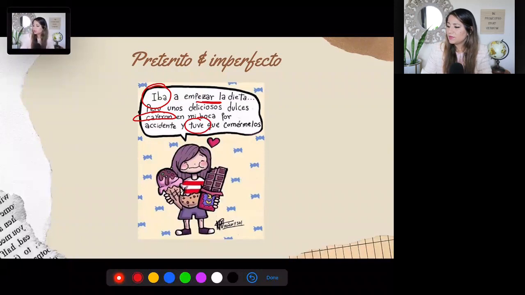So I was going to start the diet, but some delicious sweets fell, cayeron, from the verb caer, which means to fall. They fell in my mouth by accident. And so tuve, from the verb tener, I had to eat them. Excuses.